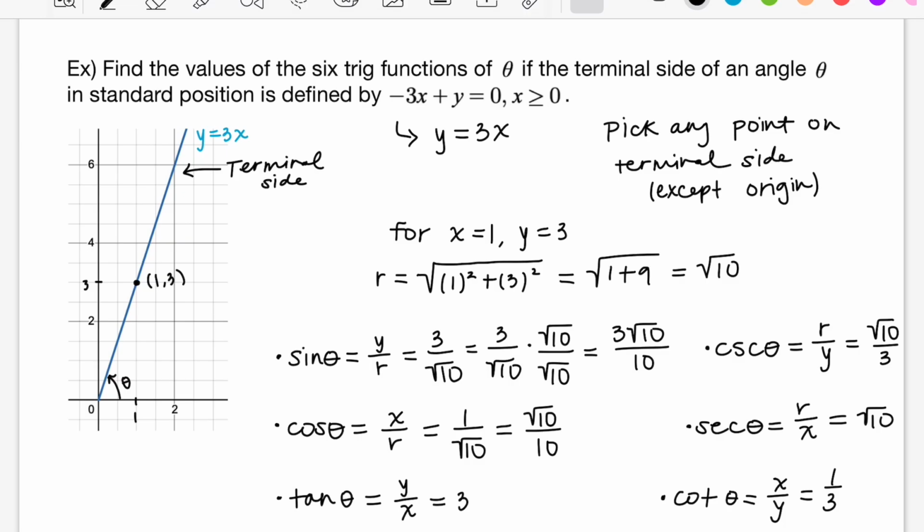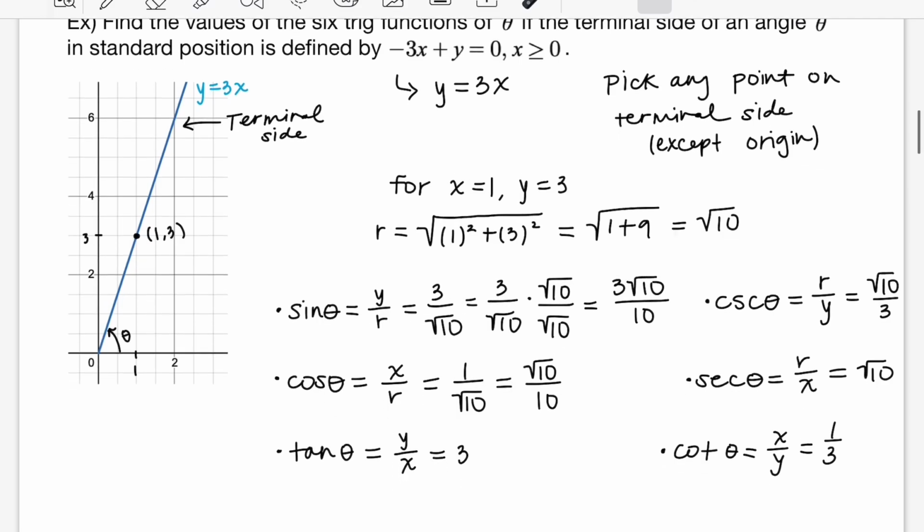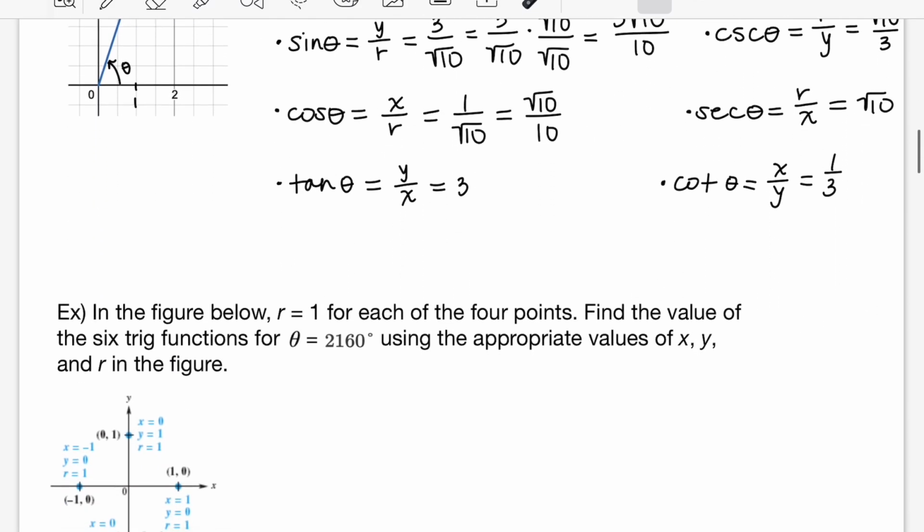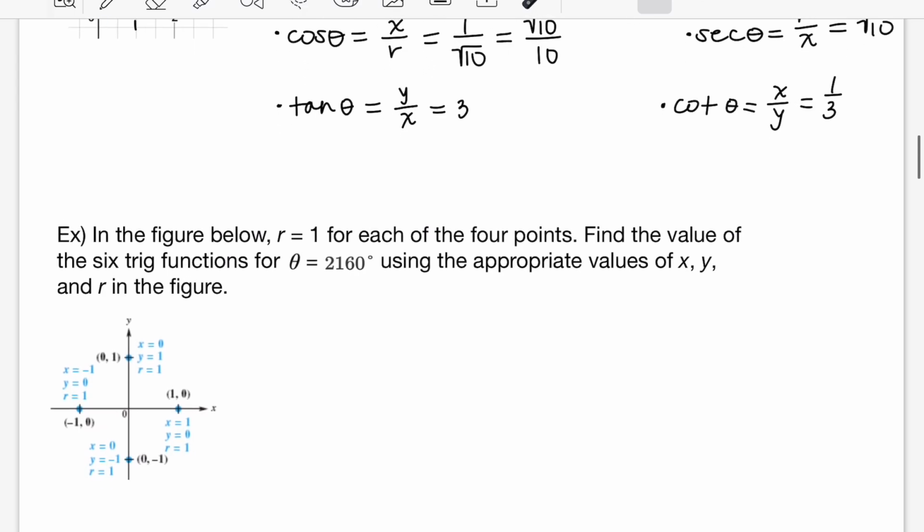All right, so that's how we define the 6 trig functions of a problem like this here. Now, looking at another example here, we're given in this figure our r is going to be equal to 1 for each of these 4 points. What we want to do is find the value of our 6 trig functions when theta is going to be equal to this here. And we'll use the appropriate values of x, y, and r in this figure. So we have to determine which values for these points that we're going to be using.